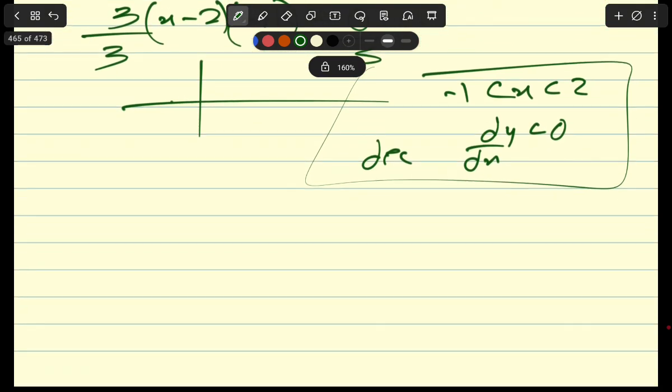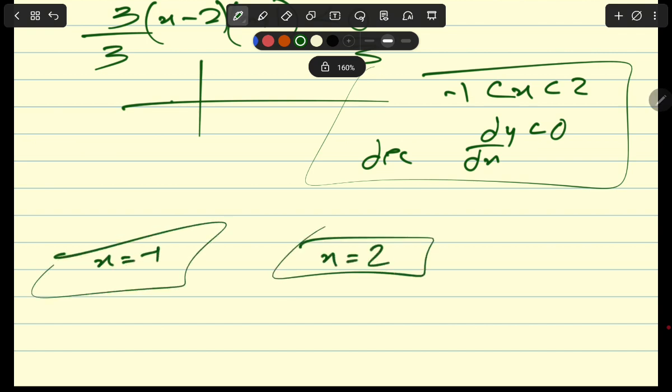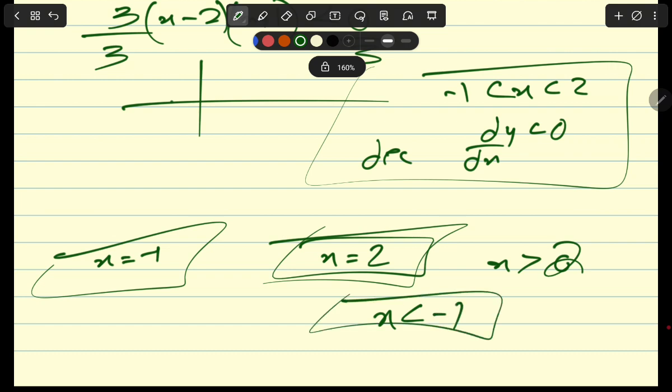Suppose Cambridge asks you for which values of x the function is increasing. A lot of students will answer x equals negative 1 and x equals 2 in this previous example. It's not increasing at these values. It is increasing at x greater than 2 or less than minus 1, okay? Because dy by dx is actually equal to 0 at these 2 points. Beyond 2 on the right-hand side it is positive, and beyond negative 1 on the left-hand side it is positive, and between negative 1 and 2 it is negative.